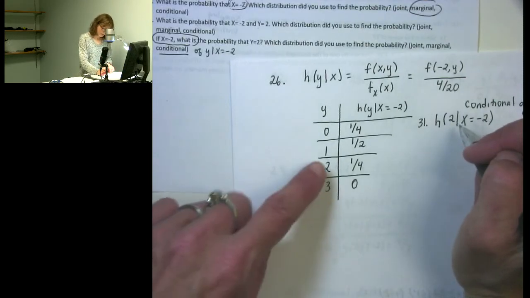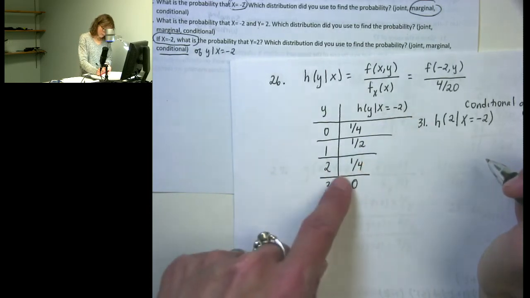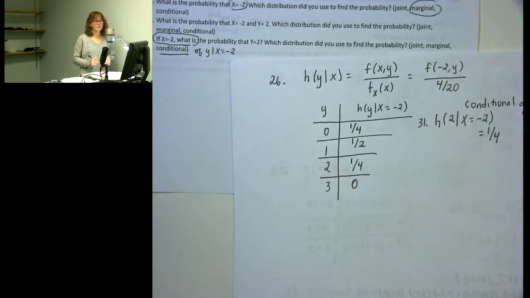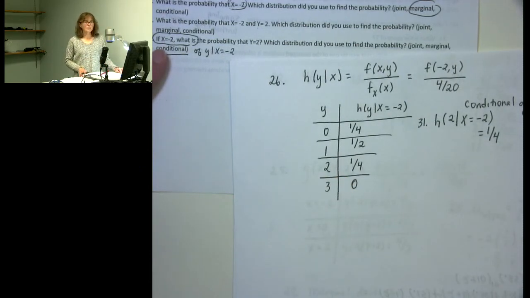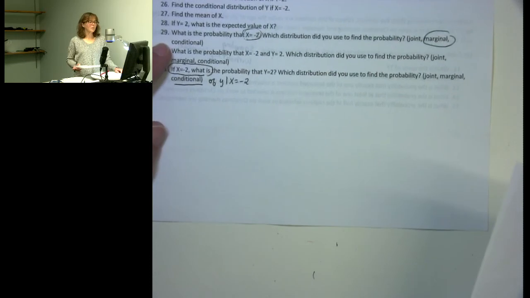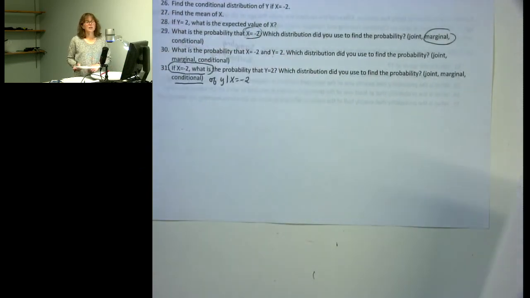And from this distribution, you say, okay, if x is equal to -2, the probability that y is equal to 2 is 1/4. So that's how we're deciding which distribution to work with. If we have an if statement, we're going to be using a conditional distribution. If we have a statement that involves only one of the variables, we're focusing on the marginal distribution. And if we have an and type statement, where we're thinking about an intersection, that's what we get from the joint distribution.